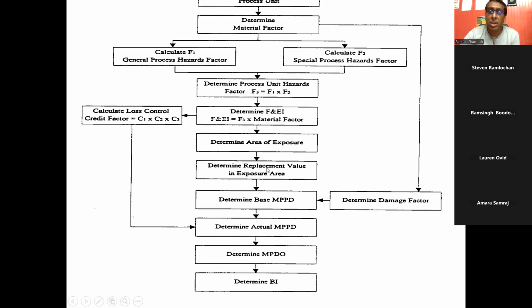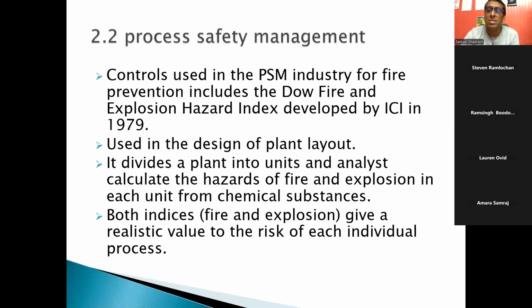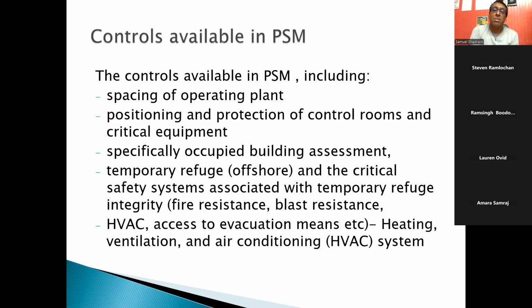So one of the ways you can learn too is by looking at a video, right? Possibly the question here is 2 marks. What is the use of the Dow Fire and Explosion Hazard Index? Used in the design of plant layout, it divides a plant into smaller units and calculates the probability of a fire happening in each of those units. The point of this is that you can be better prepared and prevent a fire, right? So the controls available in PSM include spacing of operating plant, so this is how you can get rid of some of those things, and positioning and protection of the control room and critical equipment.